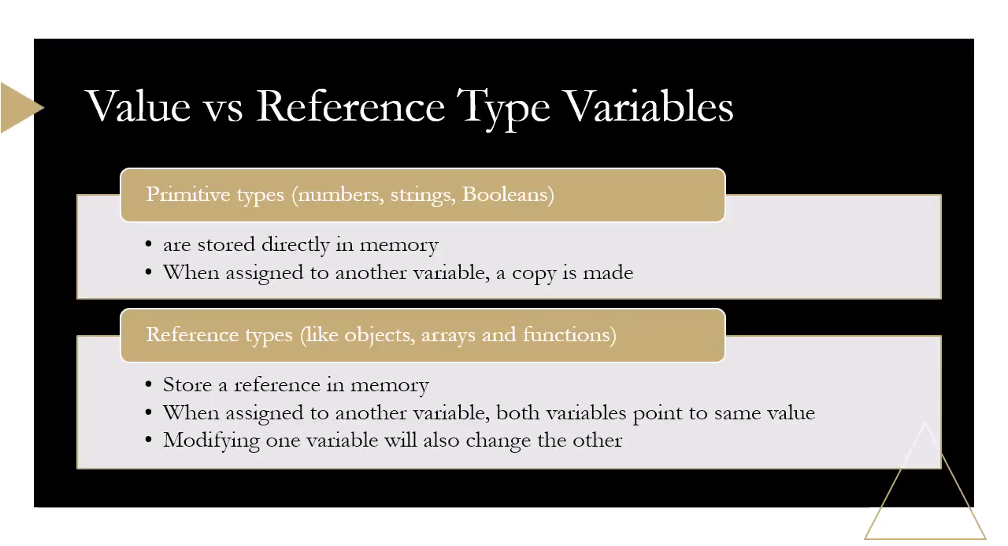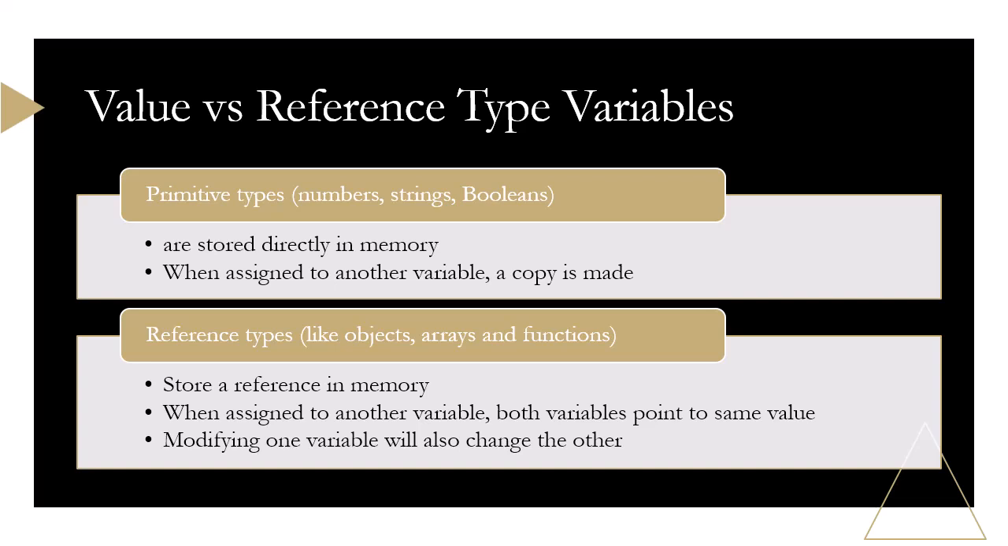So next we have two categories of data types, primitive and reference types. Primitive types like numbers, strings, and booleans are stored directly in memory, and when assigned to another variable, a copy is made. I'll demonstrate in an example and that would make sense.